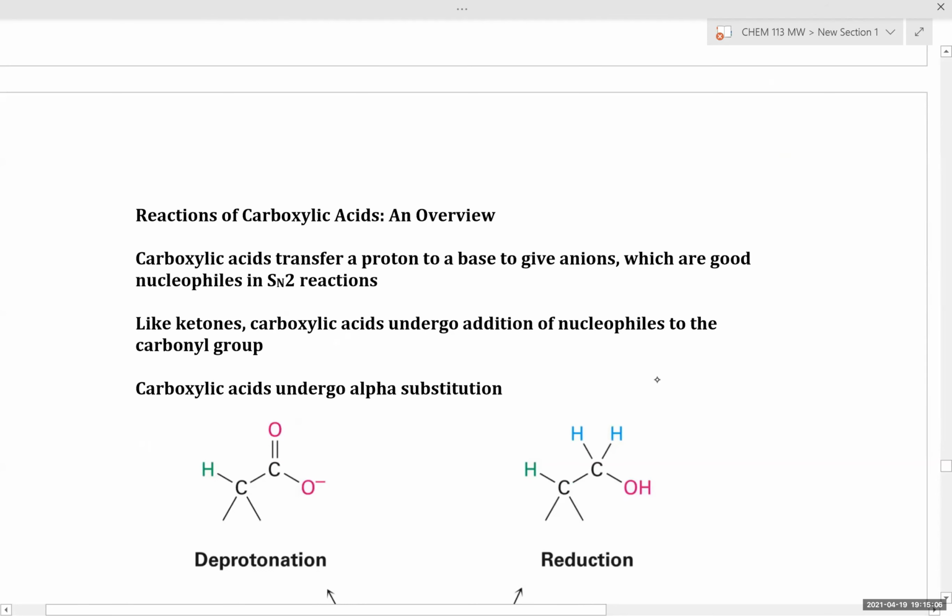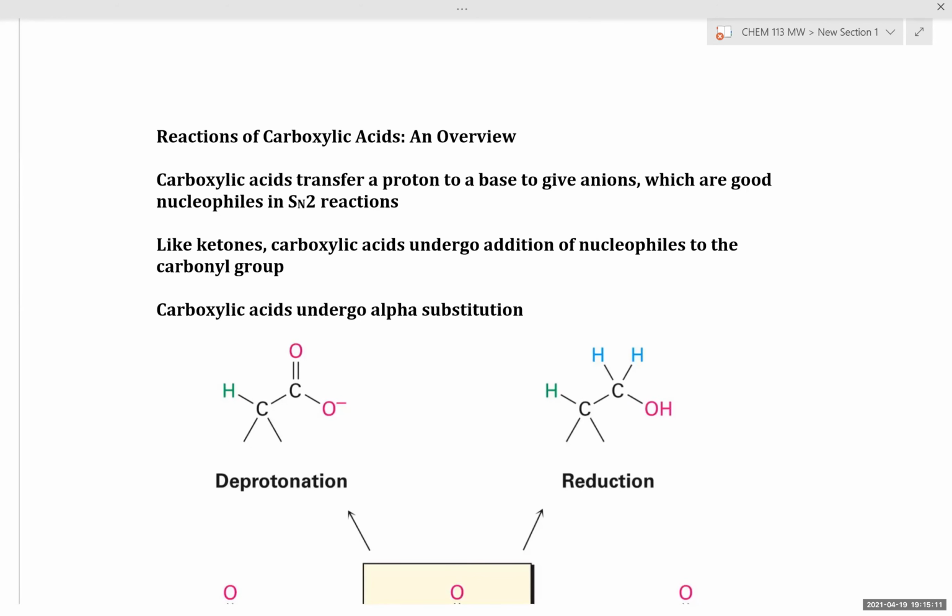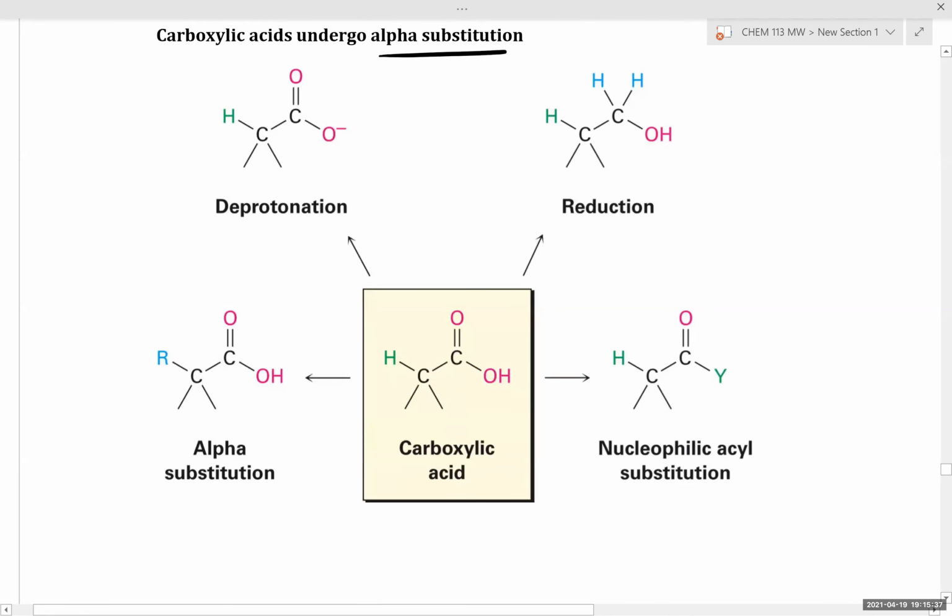And let's talk about some common reactions of carboxylic acids. So carboxylic acids can transfer a proton to a base to give anions, which are great nucleophiles in SN2 reactions. Similar to ketones, carboxylic acids undergo addition of nucleophiles to the carbonyl group. Finally, carboxylic acids can undergo alpha substitution reactions. We'll talk more about those reactions in chapter 22. Okay, so there are a range of ways that we can derivatize carboxylic acids.